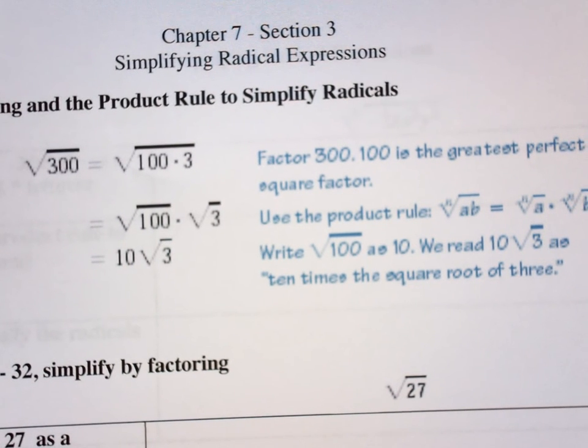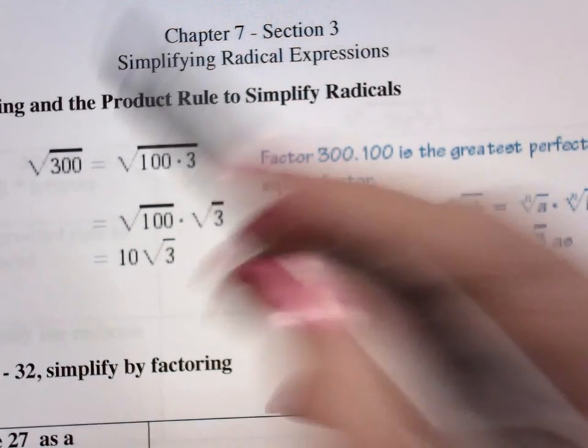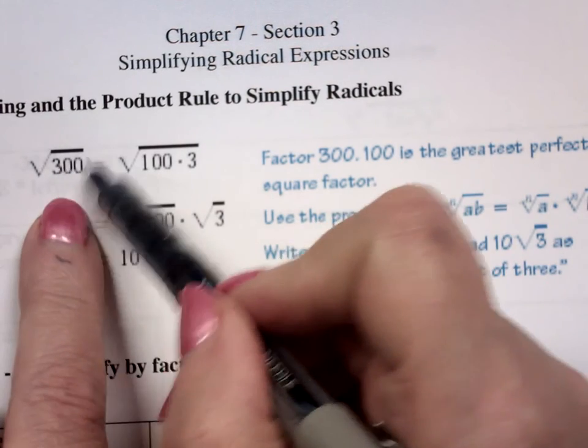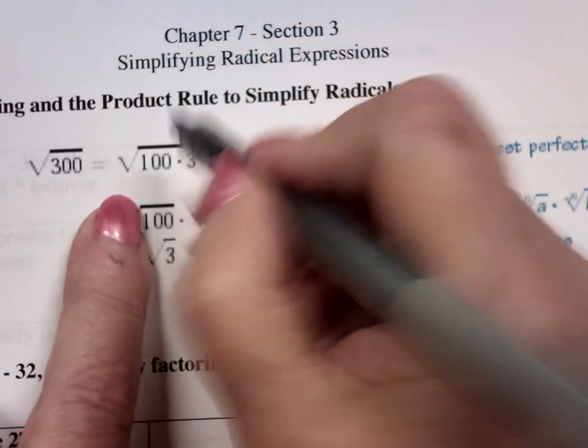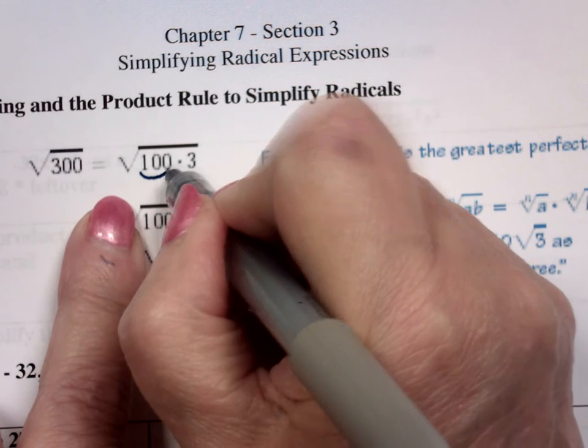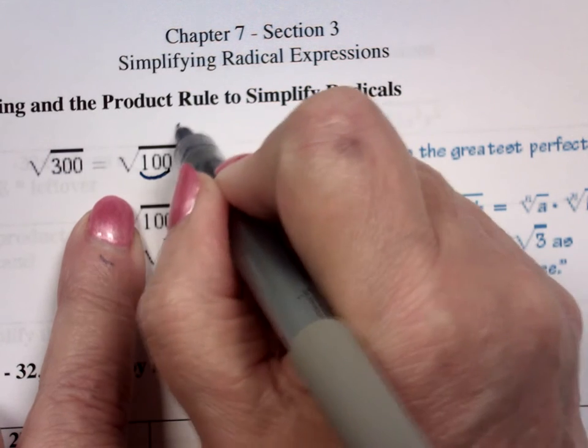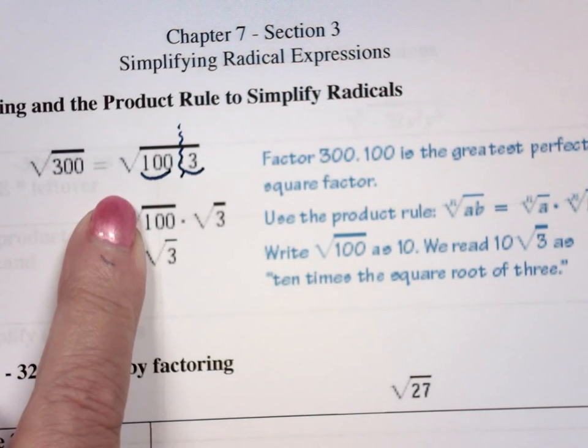So how do I simplify a radical? I take the number that's underneath. I write it as a perfect square times the leftover. That's where that pre-homework came in.